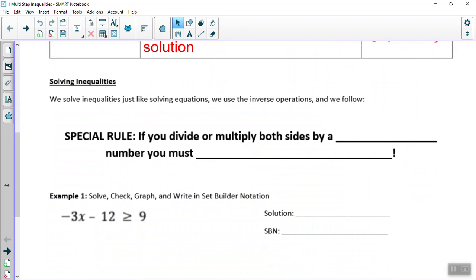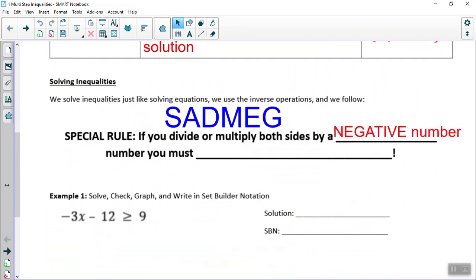All right, solving inequalities. We solve inequalities just like solving equations. We use the inverse operations, and we can follow SADMEG. Remember, that's just the opposite of our GEMDAS. We take care of subtraction and addition, then we undo division and multiplication, undo any exponents, and then undo the grouping. So special rule, if you divide or multiply both sides by a negative number, you must flip the sign.